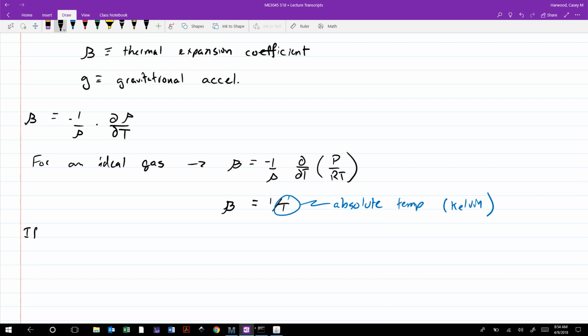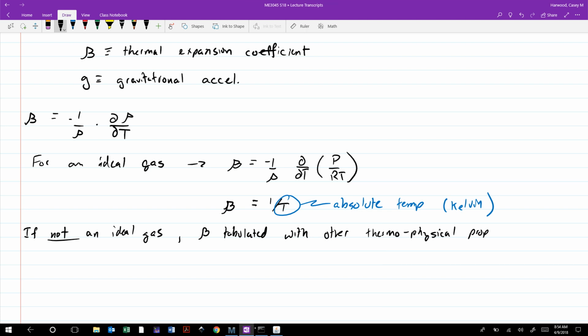And as a reminder, so you have it in the notes, if not an ideal gas, beta is tabulated with other thermophysical properties. Okay.